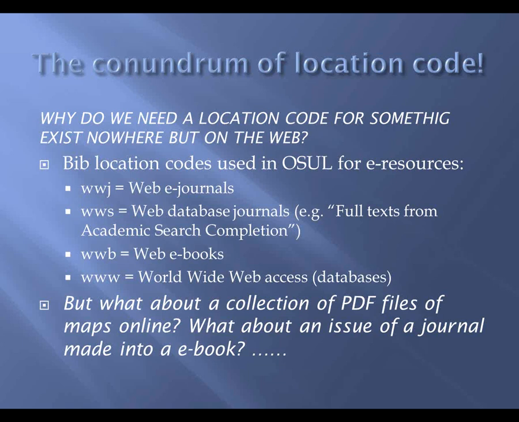So here in the Ohio State University Library catalog, we use these codes for e-resources. WWJ means web e-journals. WWS means web databases journal, that is to say, full text from Academic Search Complete, for example. And WWB makes sense, ebooks. WWW, World Wide Web Access, what's that? That's just the normal databases. But what about a collection of PDF files of maps online? And what about an issue of a journal made into an ebook? I had an ebook cataloger pass me some work, saying, oh, I cannot do it because these are not ebooks, these are journals. And I took a look, and it's just an issue of a journal made into an ebook. So you see this, what I call a conundrum.